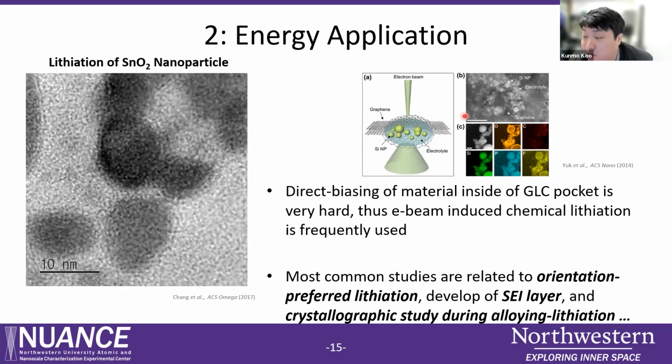Also, if we are using too low a kV, of course we can get a higher contrast, but the chance of radiolysis will be increased. The cross section of the reaction will be increased at the lower kV. So we'll induce a lot of radical-induced damage and interference with the reaction inside the TEM. So normally we use 200 or 300 kV for the liquid cell. Thank you.